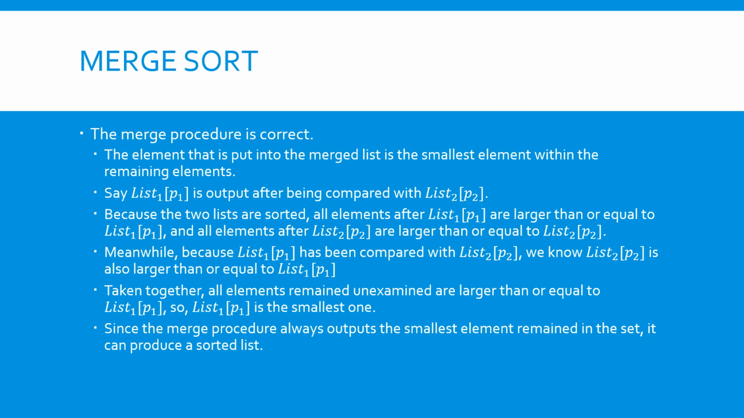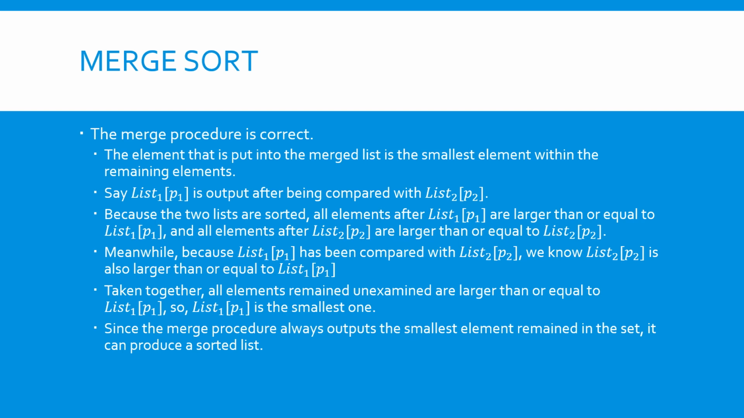We claim that the merge procedure is correct. We can argue by showing that the element selected in each iteration is the smallest one within the remaining elements. Without loss of generality, say list 1 P1 is selected after comparing with list 2 P2. Because the two lists are sorted, all elements after list 1 P1 are larger than or equal to list 1 P1, and all elements after list 2 P2 are larger than or equal to list 2 P2.